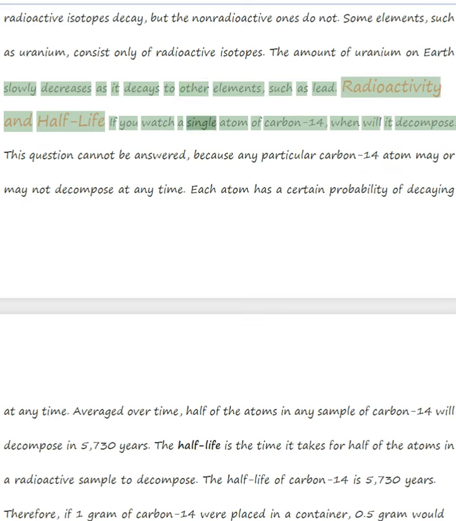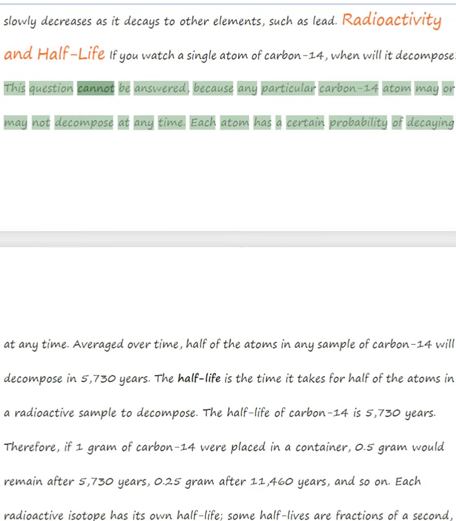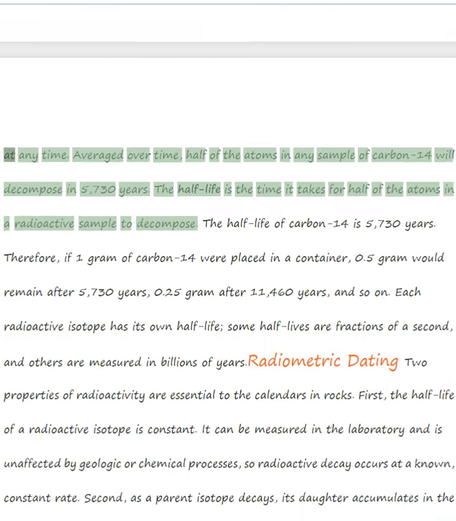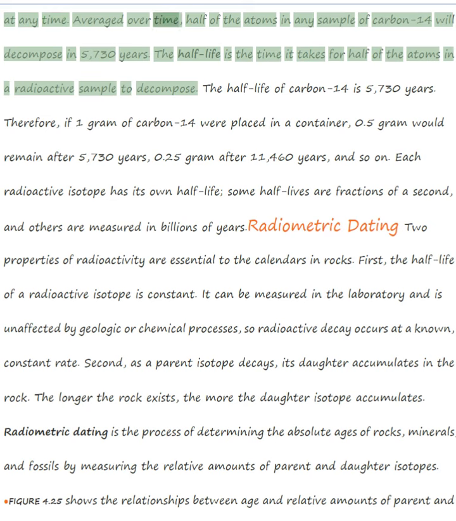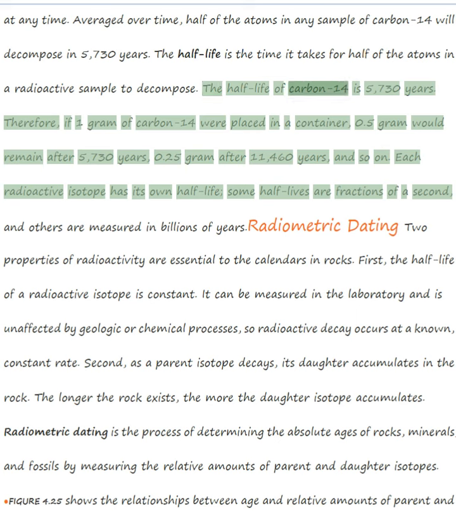Radioactivity and half-life. If you watch a single atom of carbon-14, when will it decompose? This question cannot be answered, because any particular carbon-14 atom may or may not decompose at any time. Each atom has a certain probability of decaying at any time. Averaged over time, half of the atoms in any sample of carbon-14 will decompose in 5,730 years. The half-life is the time it takes for half of the atoms in a radioactive sample to decompose. The half-life of carbon-14 is 5,730 years.